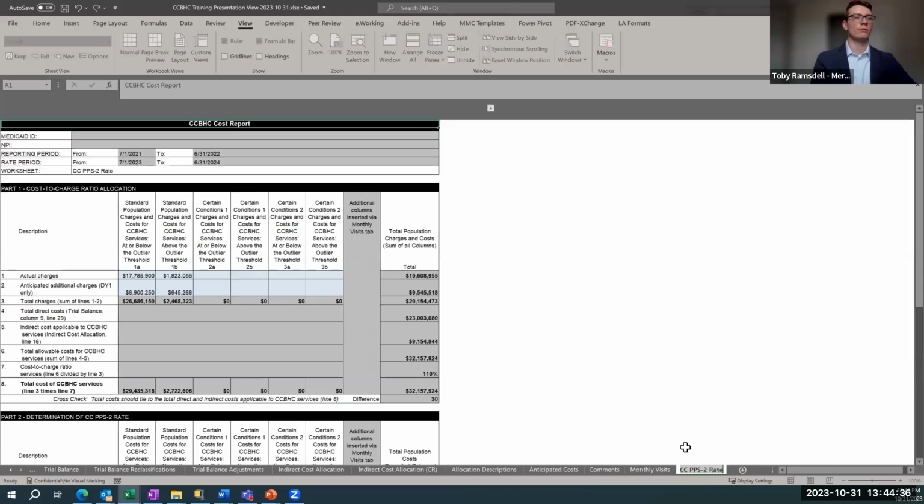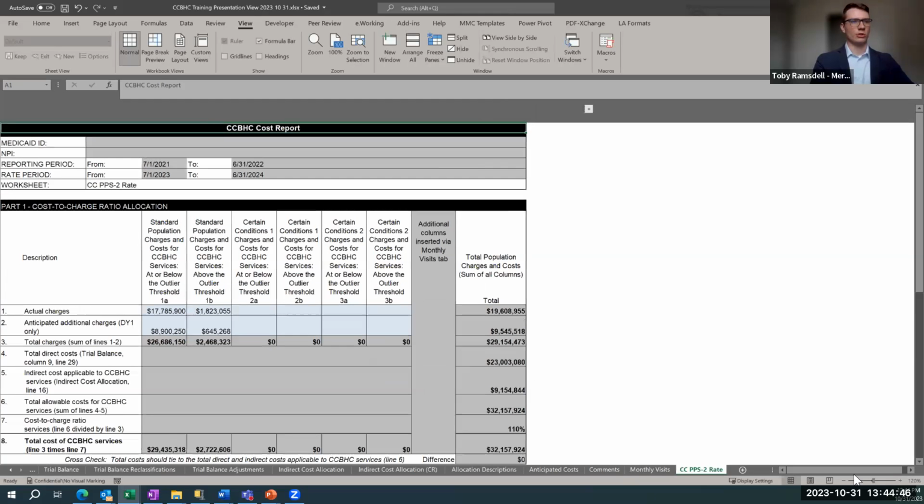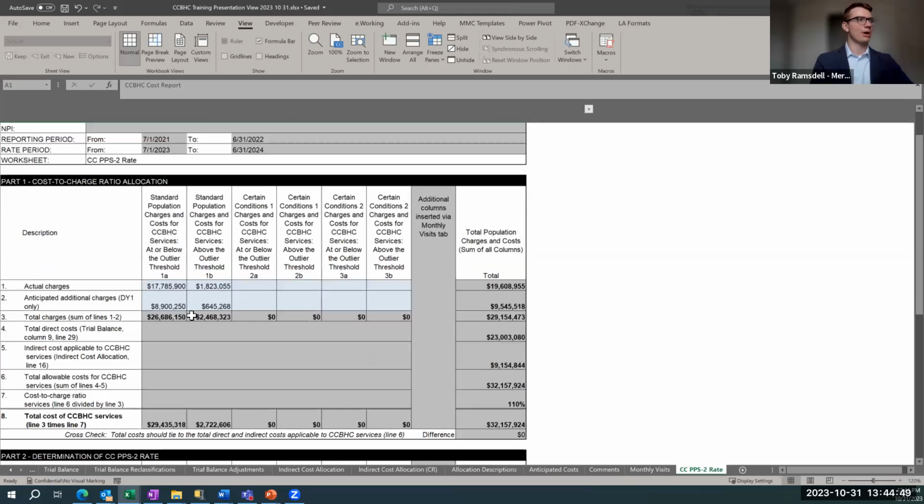At this point, though, we'll move to the end of the cost report, where we will take a look at the PPS2 rate. All right, so costs, I'll zoom in a little, I'm sorry, my screen is a little small, but you'll report actual charges. Again, that will be the actual charges from the CCBHC on line 1. So for the reporting period, what were the charges for the standard population? And you'll record that amount in line 1.